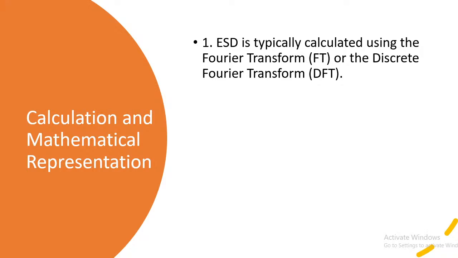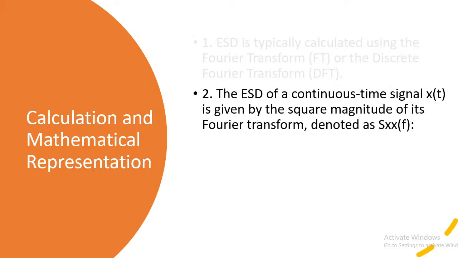Now, how will you calculate this and how will you mathematically represent this energy spectral density? This is typically calculated by using the Fourier transform or discrete Fourier transform. So you should know what the Fourier transform is, what the discrete Fourier transform is. If you have a continuous time signal x(t), then you will square the magnitude of its Fourier transform. You take the Fourier transform and square its magnitude. That will give you the energy spectral density S_xx(f).